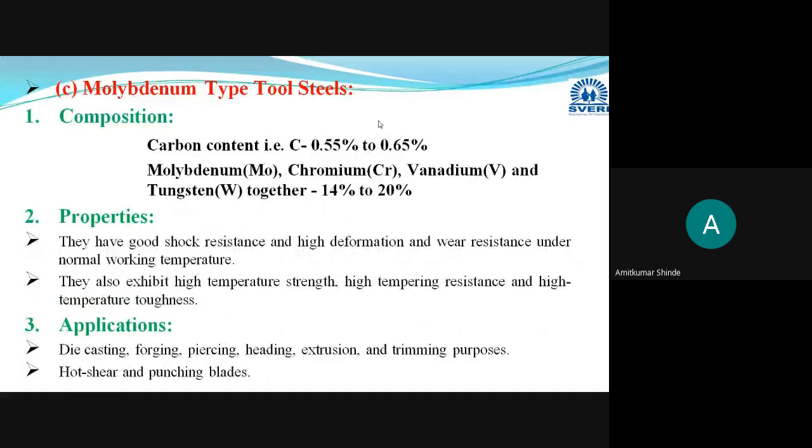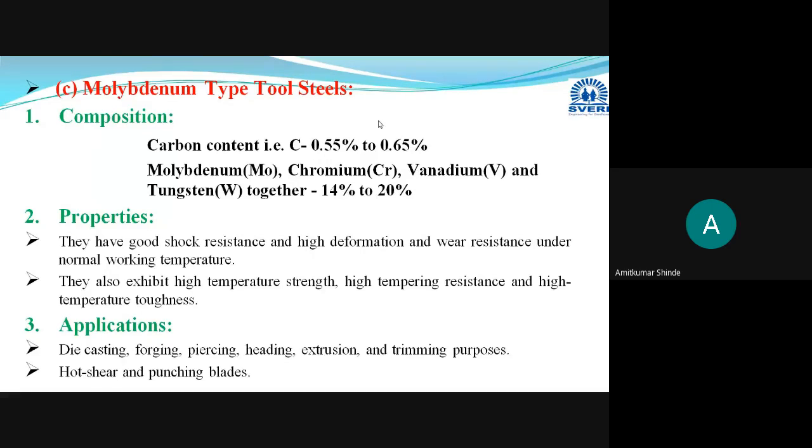Then next is the molybdenum type tool steel. Now here the carbon content is 0.55 to 0.65. Then together the amount of molybdenum, chromium, vanadium and tungsten will be approximately 14 to 20%, and of whichever quantity is present of these four elements together, molybdenum will be present in the largest quantity here. That's why the name is given as molybdenum type tool steel. Okay, this is the composition and properties here.